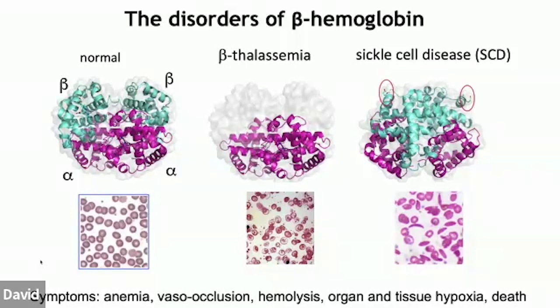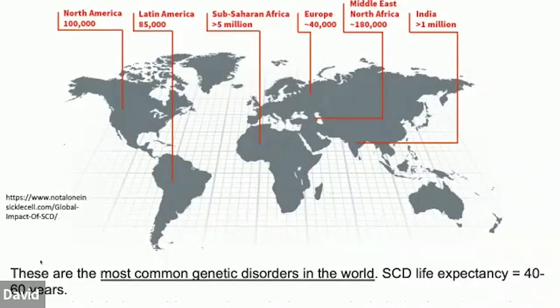In beta thalassemia, you have deletions in one of the subunits of hemoglobin, the beta subunit. And in sickle cell disease, you have a point mutation converting a glutamic acid to valine, introducing a hydrophobic patch on that protein that then leads to polymerization and aggregation in red blood cells in hypoxic conditions. Together, these are some of the most common genetic disorders in the world, affecting millions of people, predominantly in sub-Saharan Africa and in India.